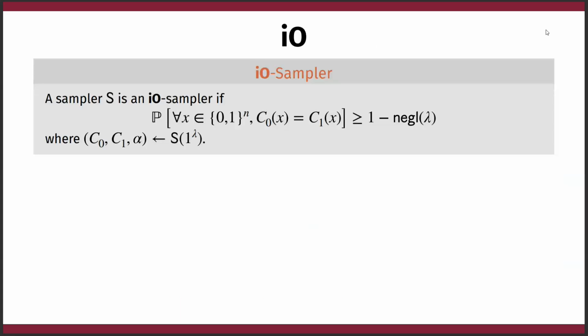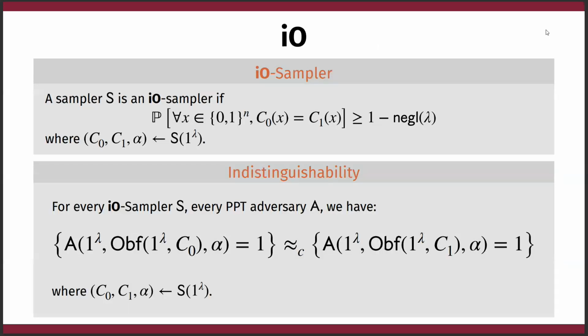Other definitions. So we have IO. Suppose now we have a sampler that gives you as output two circuits. If the circuits implement the same functionality, so they have the same input-output behavior, then you can securely obfuscate them. But now the definition is indistinguishability based, so you cannot distinguish between the obfuscation of the first and the second one.